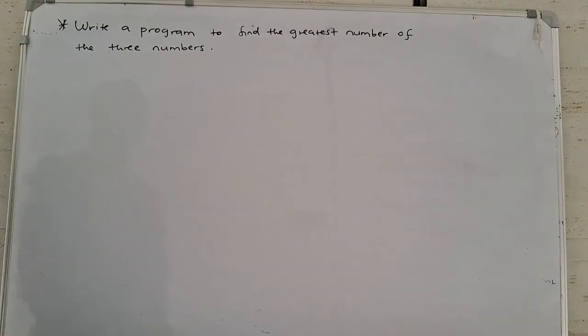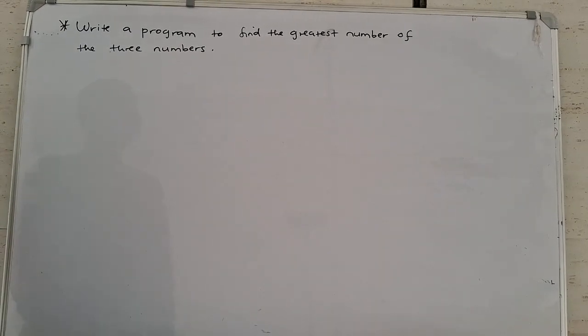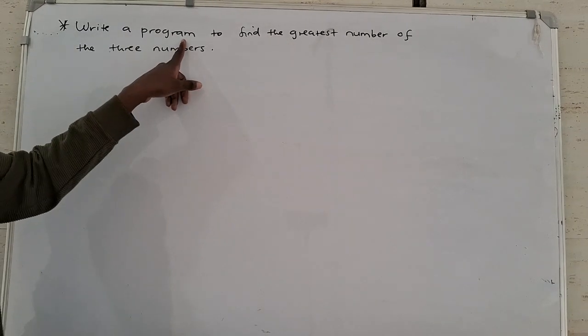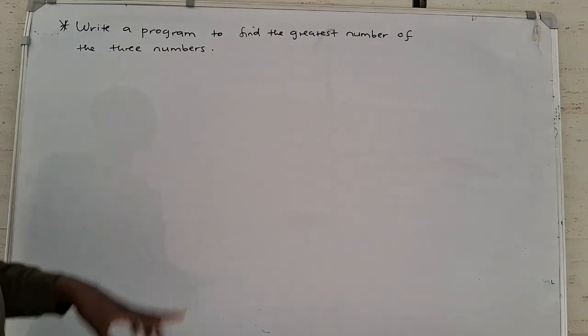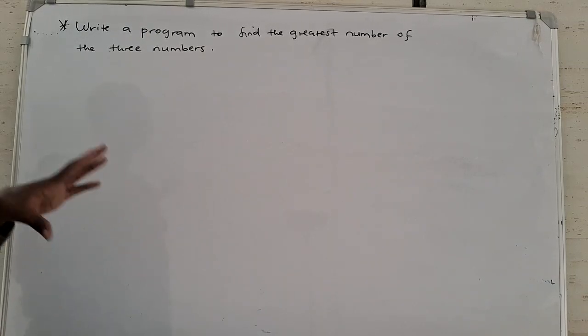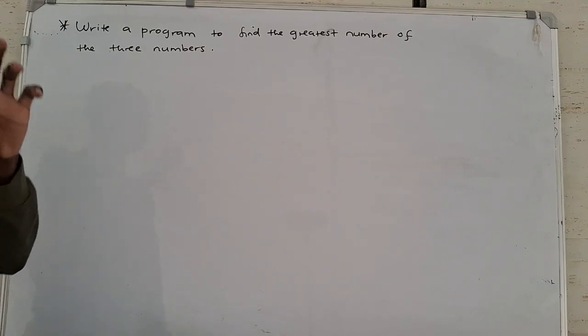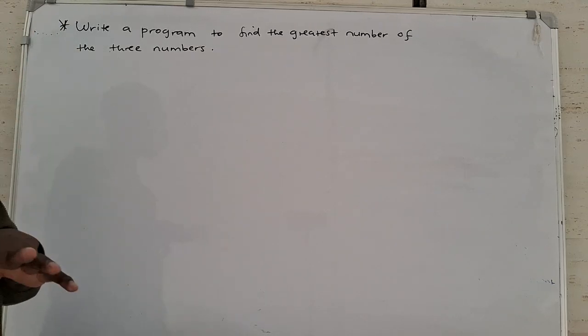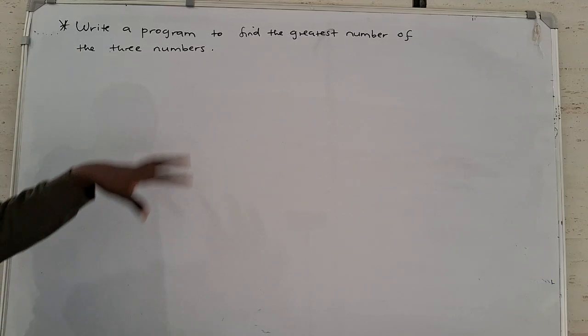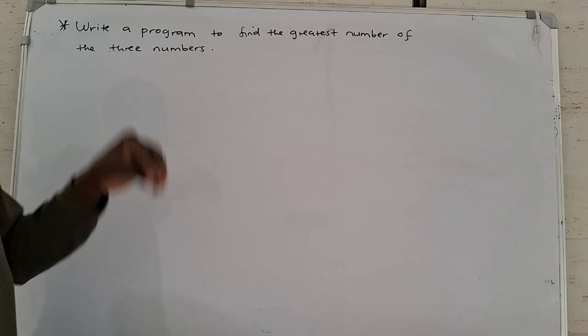So in today's class, we want to write a C program. This C program should find the greatest number of the three numbers. Okay, the program should find the greatest number of the three numbers. So it means what? You need three numbers from the user.